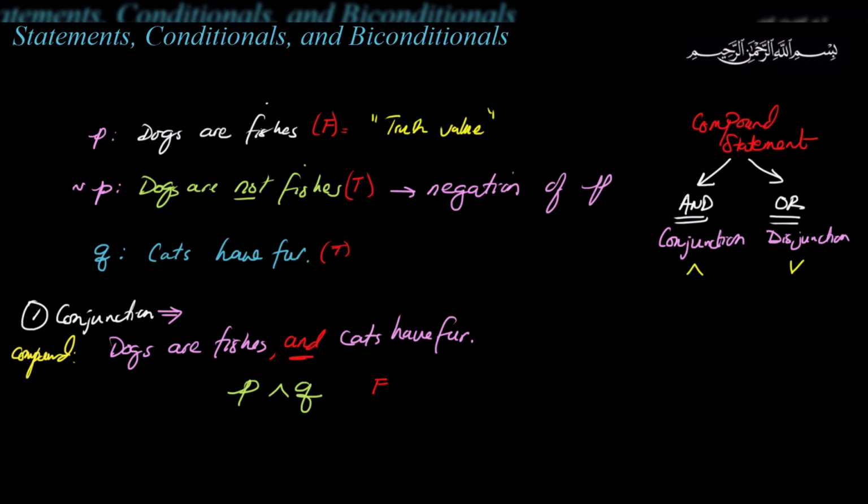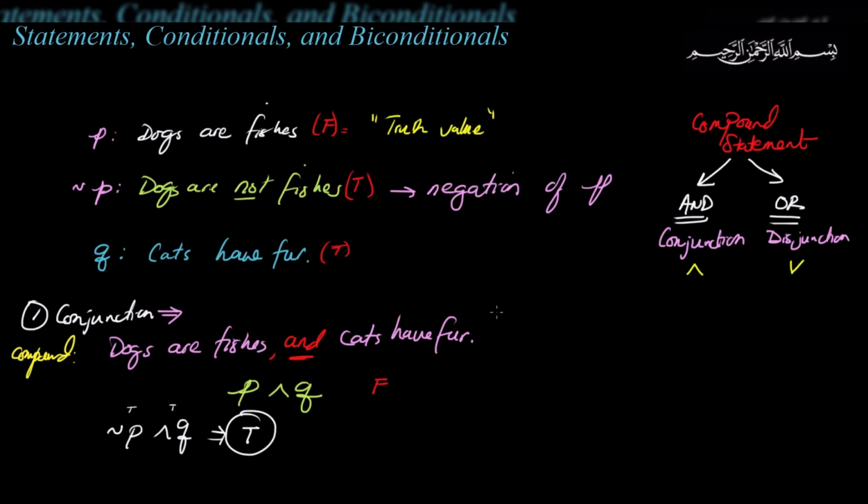Now, on the other hand, if I were to write this statement, not P, the negation of this, and Q, this says dogs are not fishes and cats have fur. Now, both of these are true. That's true and that's true. So this particular statement will have a truth value of true. So conjunctions are combinations of statements using the word and.